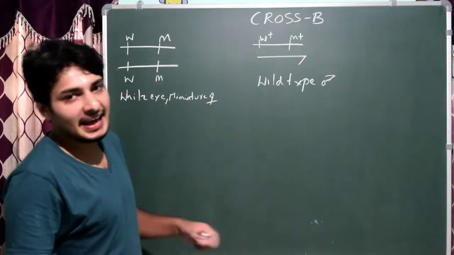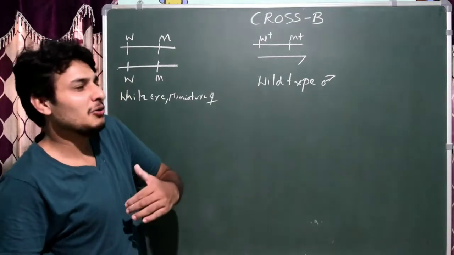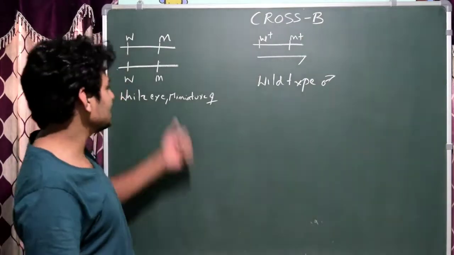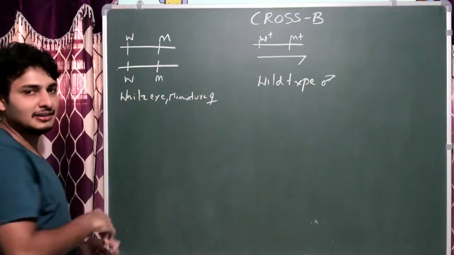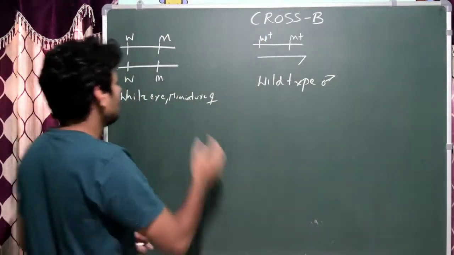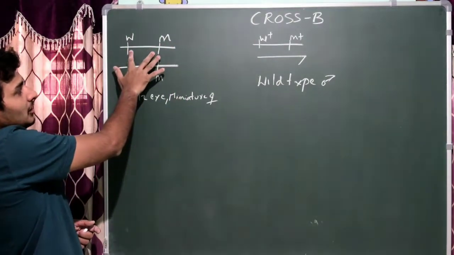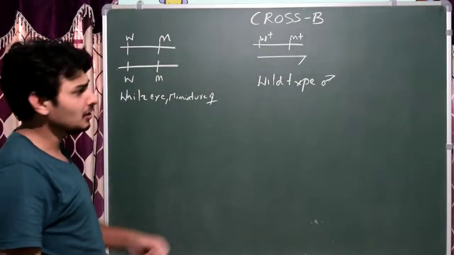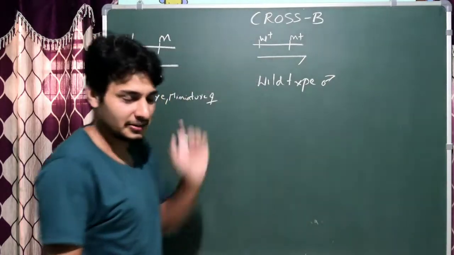Now we'll see another cross, that is cross B, conducted by T.H. Morgan by taking different genes for a particular character. In this case, we are retaining the eye color, that is white eye, which is a recessive type. But in this case, the eye color is red. And you could see the great distance between the W gene and the M gene. The gene M is for miniature wing, whereas M plus is for normal wing. Correct? You know it.